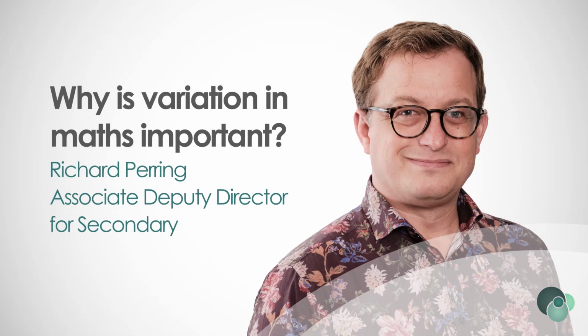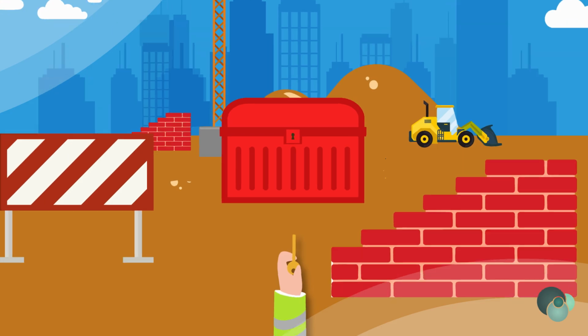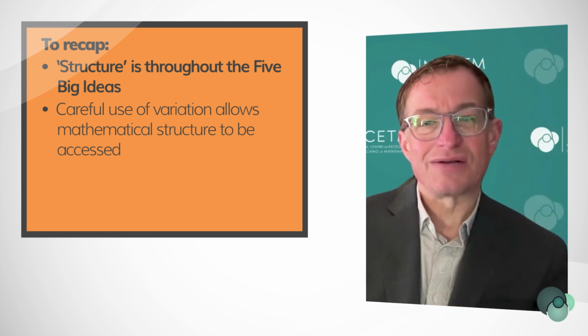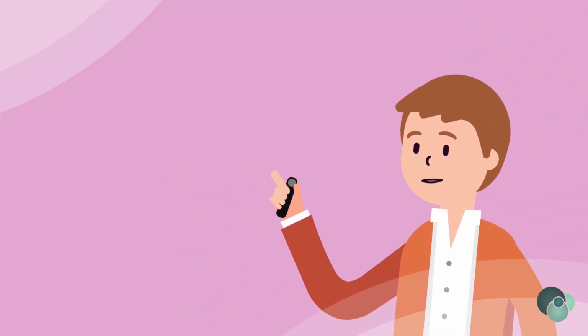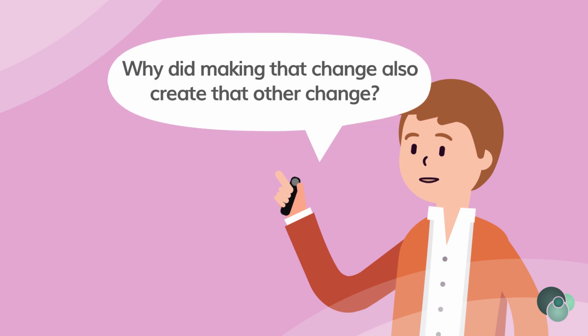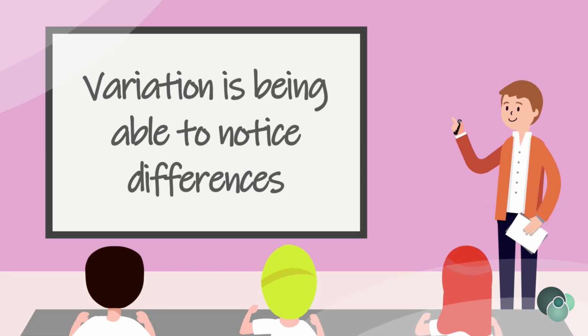Why is variation in maths important? If we think about the 5 big ideas in Teaching for Mastery, structure is explicitly named in representation and structure, and it's woven through the other 5 big ideas. Careful use of variation allows that mathematical structure to be accessed. When it's used in a lesson, variation allows the students to have an awareness drawn to something structural. It gives an opportunity to ask questions like, why has that happened? Why did making that change create that other change? Or why has keeping that thing the same resulted in that other thing staying the same? Variation is being able to notice those differences.